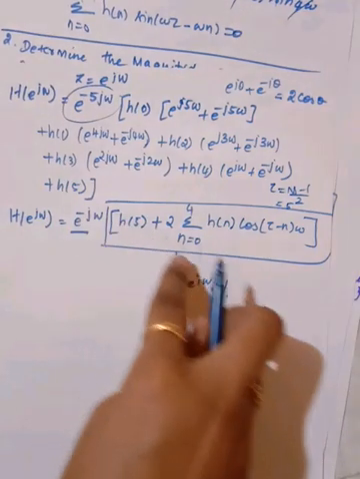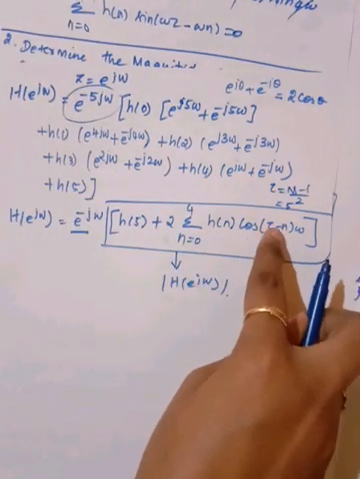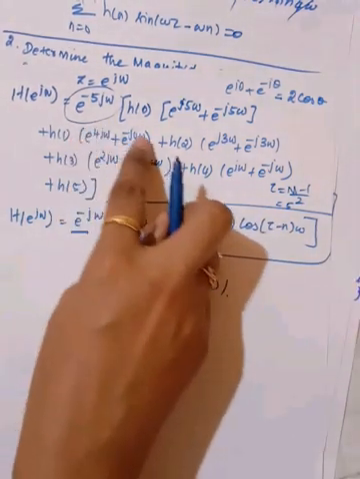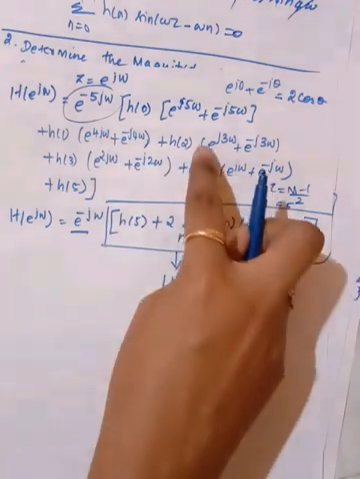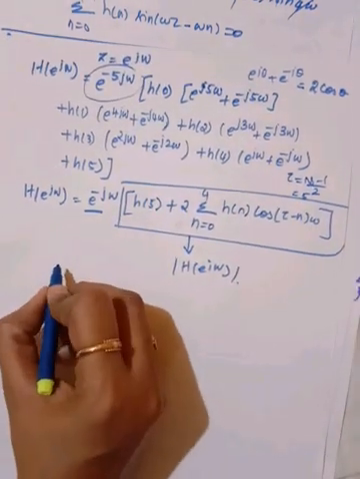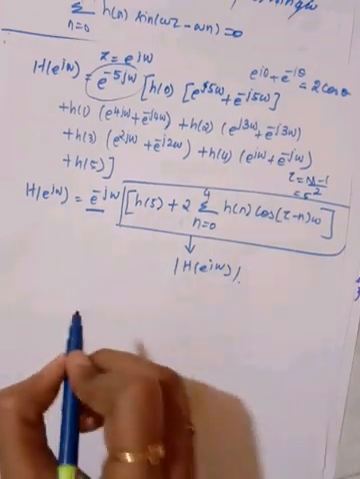Now when you substitute n equal to 1, I get H of 1 cos of (tau minus 1) omega. Tau is 5 and n is 1, so 4 omega, and I am getting cos 4 omega in this case. Similarly, I am getting this for all these terms. This is the answer for the magnitude part.